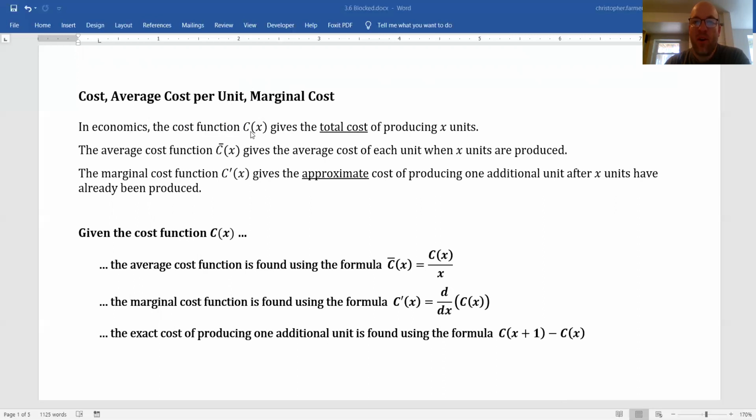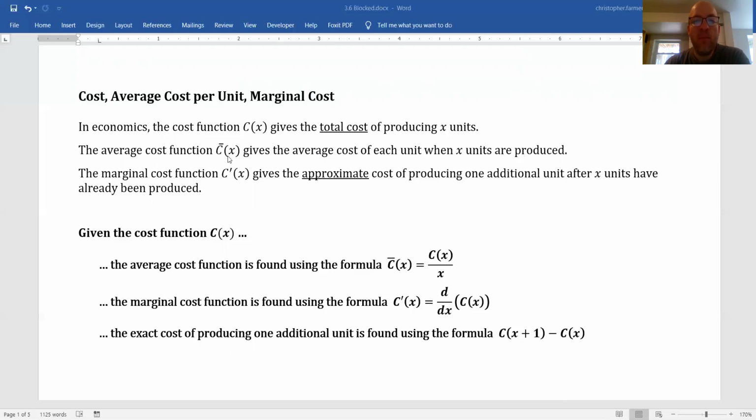And the cost function is always giving you the total cost, not the cost per item, but the total cost of producing X units. So the cost function takes the number of units that you're trying to produce, and it gives you the cost of doing that. Okay, it's the average cost function that gives you the price or the cost per unit when those X units are produced.